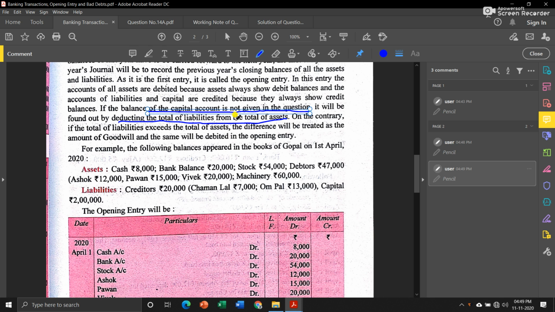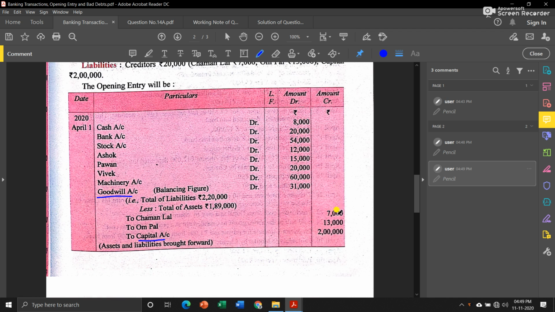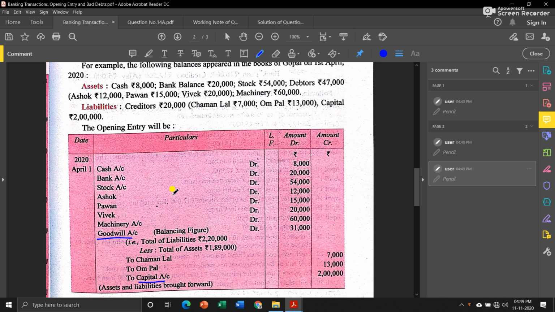But on the contrary, if the total liabilities exceed, meaning they are greater than total assets, then the difference will be treated as the amount of goodwill, and the same will be debited in the opening entry. If assets are less, then we will write goodwill account, and if liabilities are less, then we will write capital account. This is the opening entry.